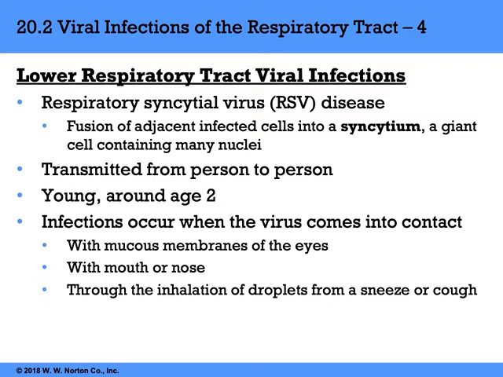Usually you get this around age 2, but you can get it at any age. Infections happen when the virus comes into contact with the mucous membranes of the eyes, the mouth or nose, or through inhalation of droplets from a sneeze or a cough. And basically what you have is excessive production of mucus, irritation of the lower respiratory tract, lots and lots of coughing.